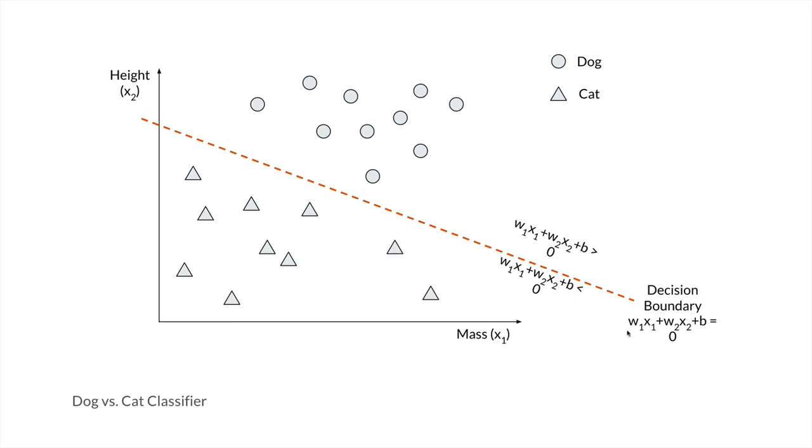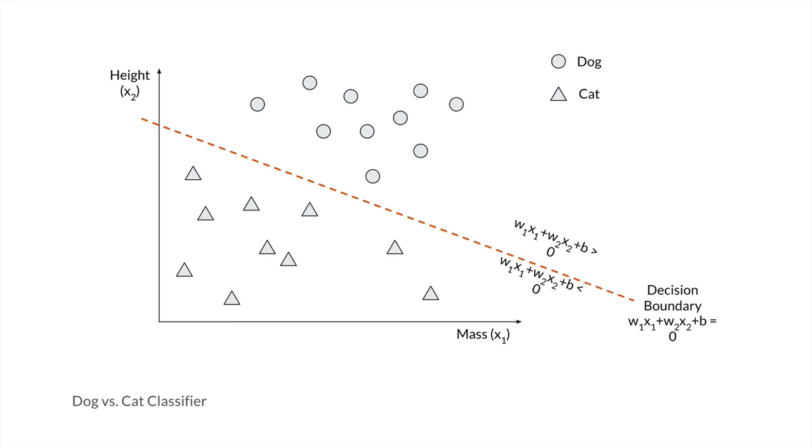You can see it's W1 times X1 plus W2 times X2 plus B. So what are X1 and X2? X1 represents the mass and X2 represents the height. And B is just a bias term to offset the line from the origin. If we didn't have a bias term, then our line could only go through the origin, which wouldn't give it as much expressive power as if we had a bias. So this decision boundary is W1 X1 plus W2 X2 plus B equals 0. This is the equation of a line, right?